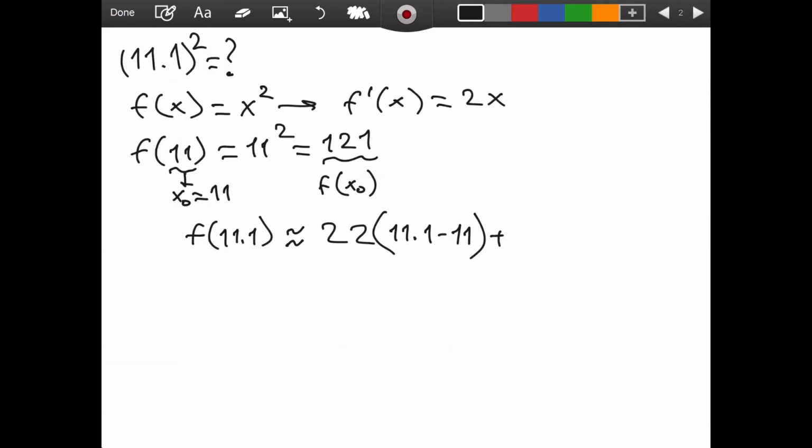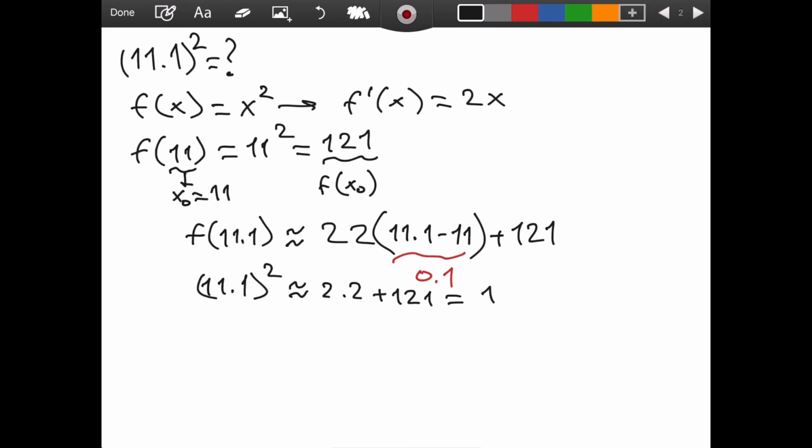And what is f of x naught? Well, we have said it here. It is 121. So let's write everything. And for f of 11.1, we will simply write the square of 11.1, because that's how we defined f. And here we have 0.1. If we multiply it with 22, we have 2.2 plus 121. So we get 123.2 as our approximation for the square of 11.1.